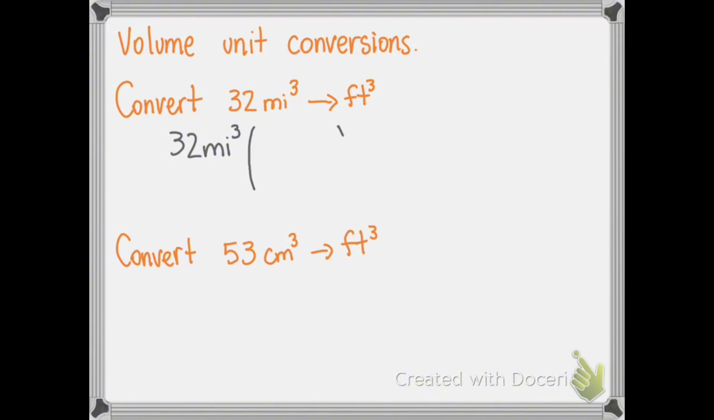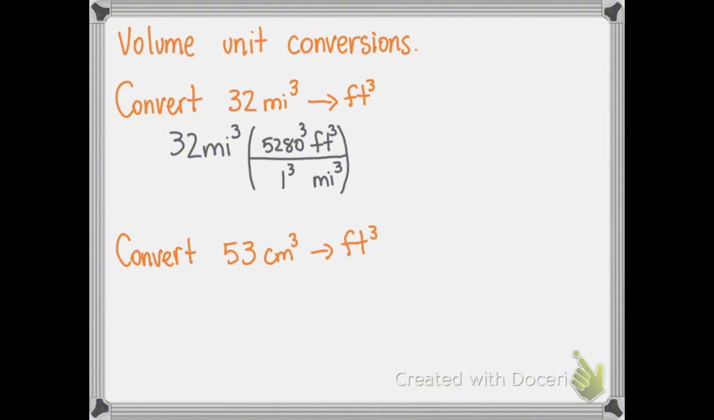Then we open one parenthesis that goes down into the next line. And we put the mi here on the bottom because we want them to cancel each other. And then we check to see if we know how many feet are in a mile. And we do know, it's 5,280 in 1 mile. Now, since we have everything to the 3rd power, we have to put this value to the 3rd power as well.